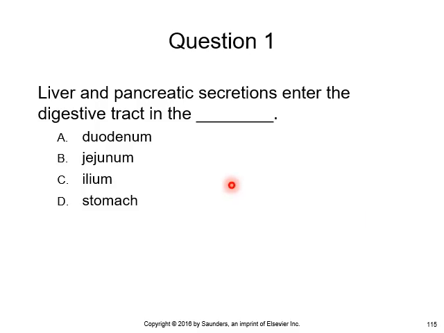Liver and pancreatic secretions enter the digestive tract in the... So the answer here is the first part of the intestine, which is the duodenum. So it goes duodenum, then jejunum, and then ileum. The liver and the pancreas have these secretions that we talked about earlier on, and they will be secreted into the first part of the small intestine, which is the duodenum.